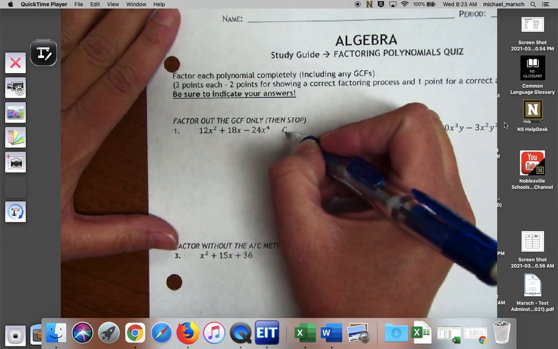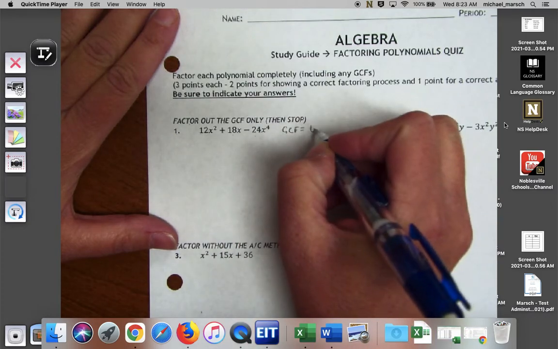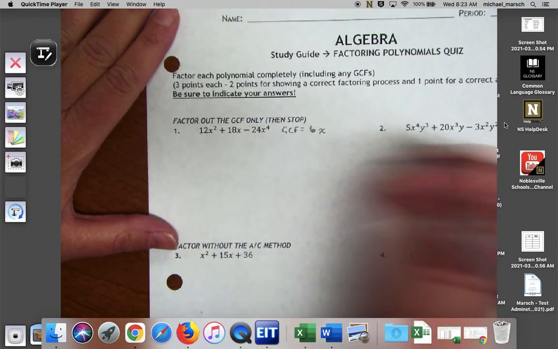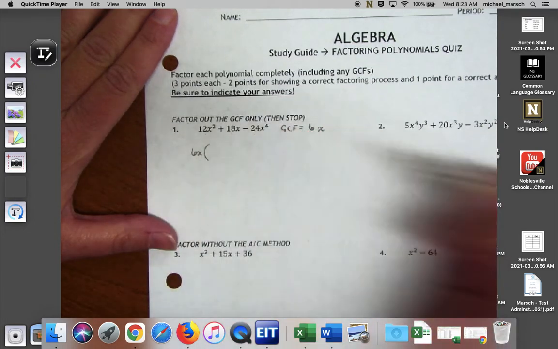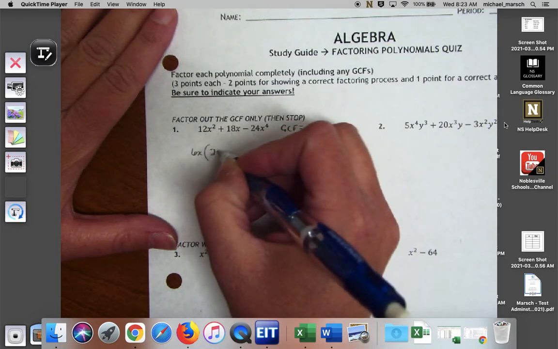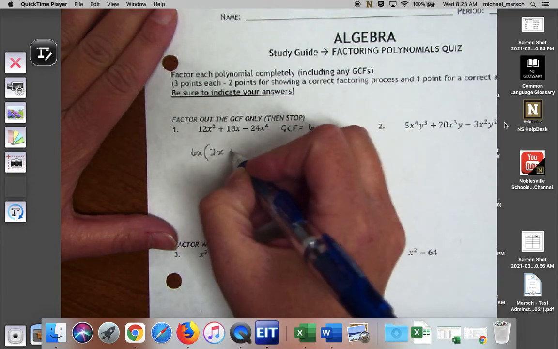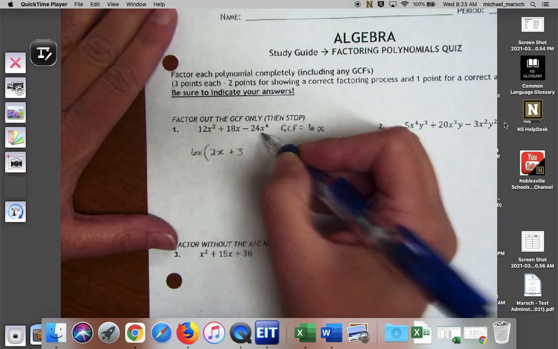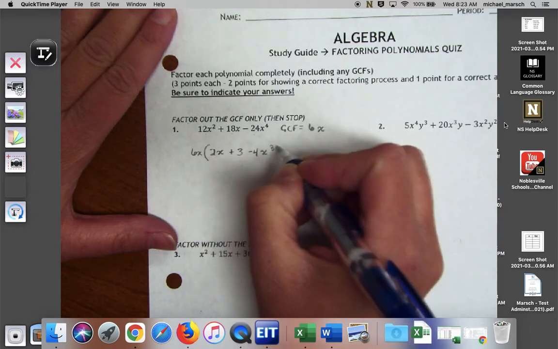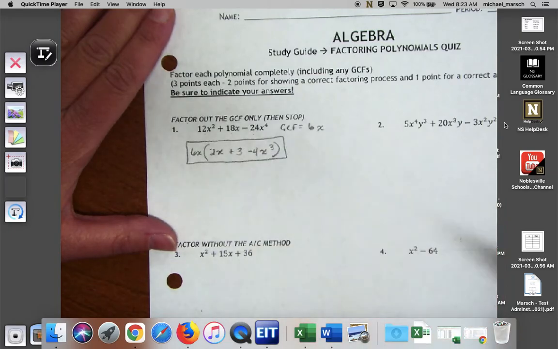So right here, I would say my GCF is, and I know that 6 can go into each of those terms, and also x, because I have this x here. That's the lowest degree. So I'm going to take this 6x, and then I'm going to reverse distribute, and I'm going to get 6x times what gives me 12x squared? Well, that would be 2x. 6x times what gives me 18x? That would be plus 3. And 6x times what gives me negative 24x squared? That would be negative 4x to the third. And then you stop. There's nothing else you can do with that factoring.